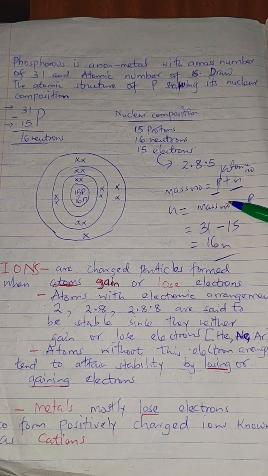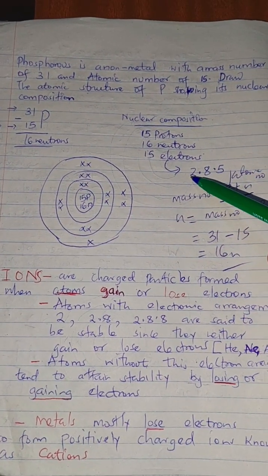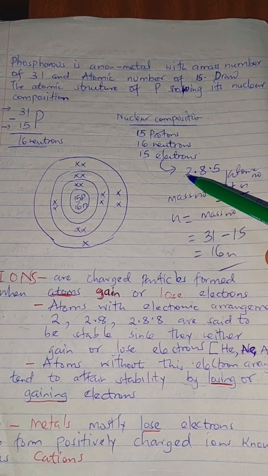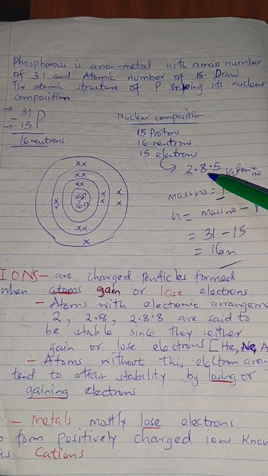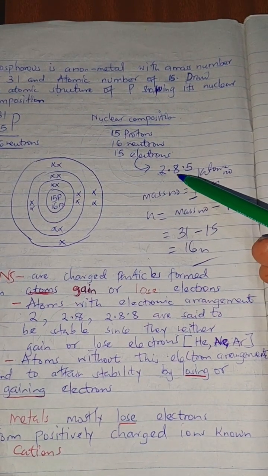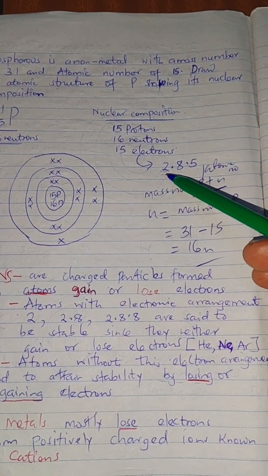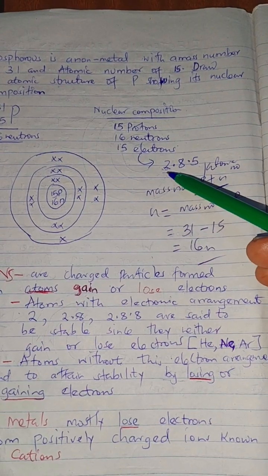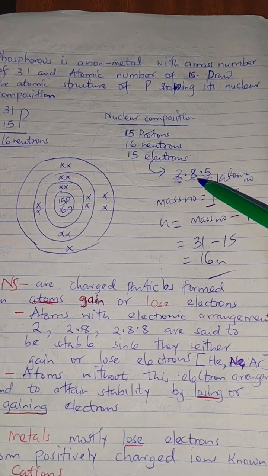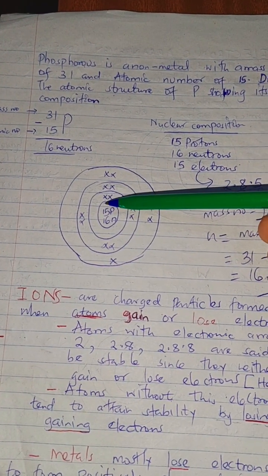That is it. And when you draw the structure, the configuration is: 2 electrons will go, 15 minus 2, to the first energy level, remaining 13. 13 minus 8 will be 5. 5 will go to the third energy level. So 2 will occupy the first, remaining 13. 8 will go to the second, remaining 5. 5 will go to the third energy level. So that is it here. So 2 electrons in the first energy level.